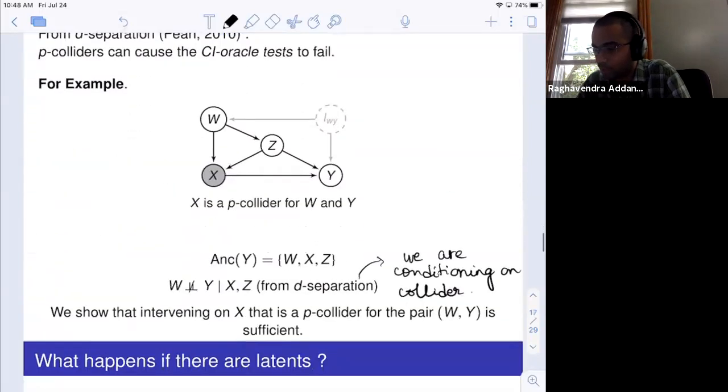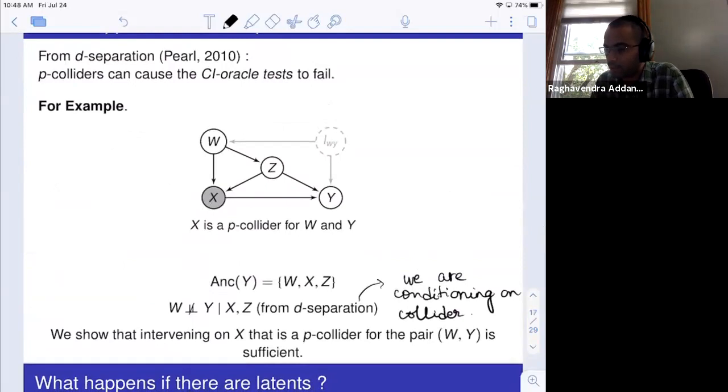What happens if there are p-colliders? So in this example, X is a p-collider because of the following path.